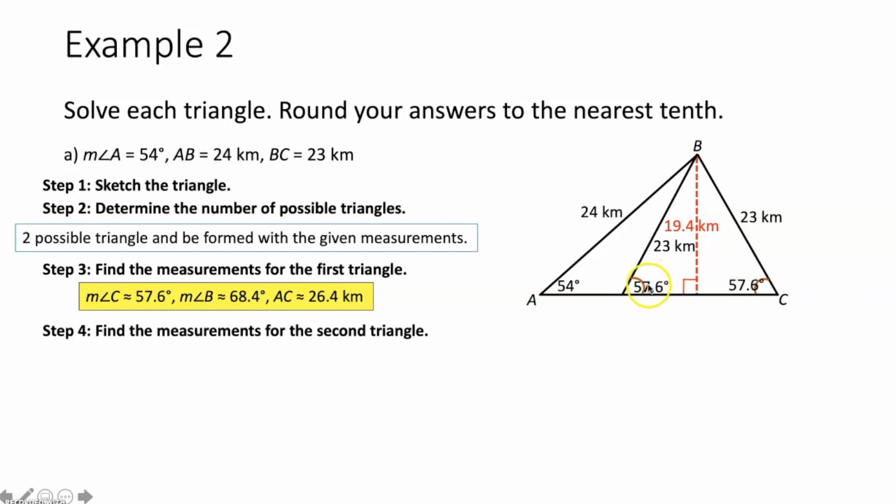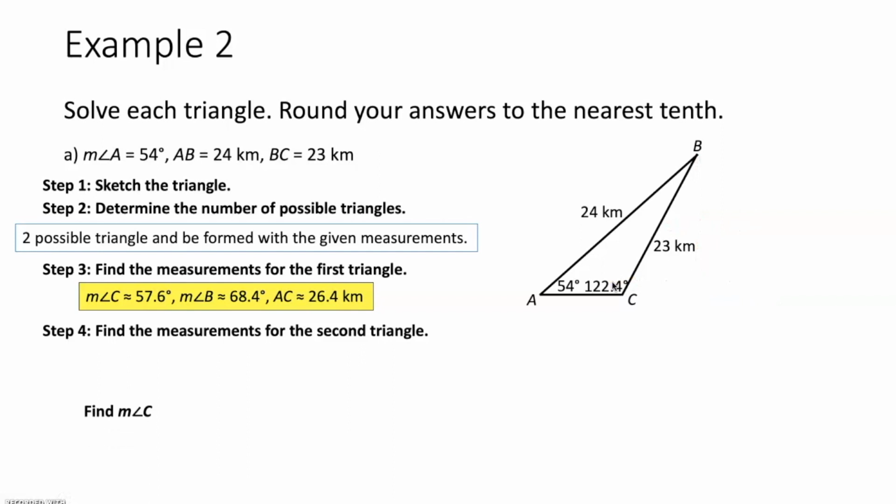And now you see that these two angles actually form a linear pair, meaning they are supplementary. So I can take 180 degrees, subtract out 57.6 degrees, and I'm left with the new measure of angle C in my new triangle, which is 122.4 degrees. Again, I'm solving this triangle, so I need to find the measure of angle B and the measure of segment AC. And as we said before, we should find the measure of angle B first, because we already have two of the interior angle measures.